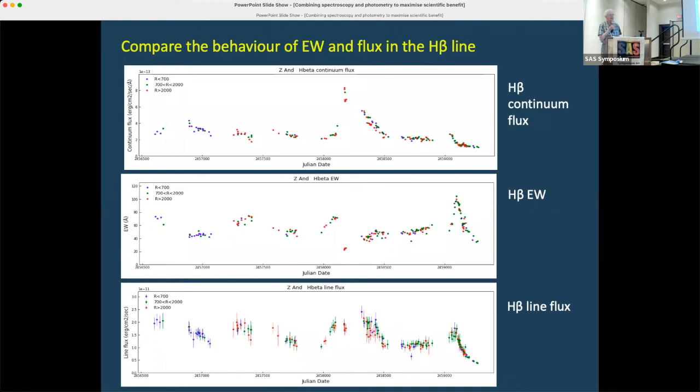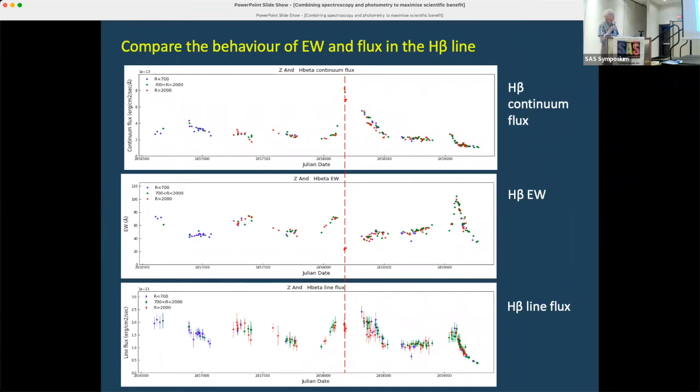And next slide, please. If we just draw a vertical line through there, you can start to see the issue that might occur, because you can see on the middle graph the equivalent width takes a sharp drop at the point of that dotted line, whereas in the lower graph, the line flux in fact hasn't changed. There has not been a significant change in the flux of that line.